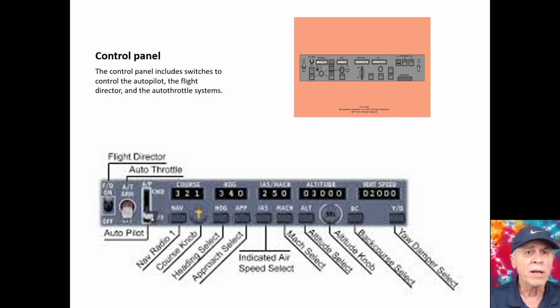This control panel has other items like your navigation radio. You can kind of tell HDG heading. We don't deal with approach. IAS indicated airspeed. ALT altitude. Yaw damper.